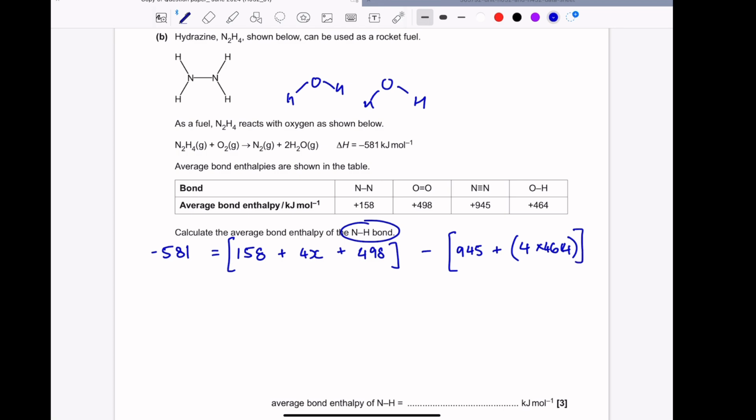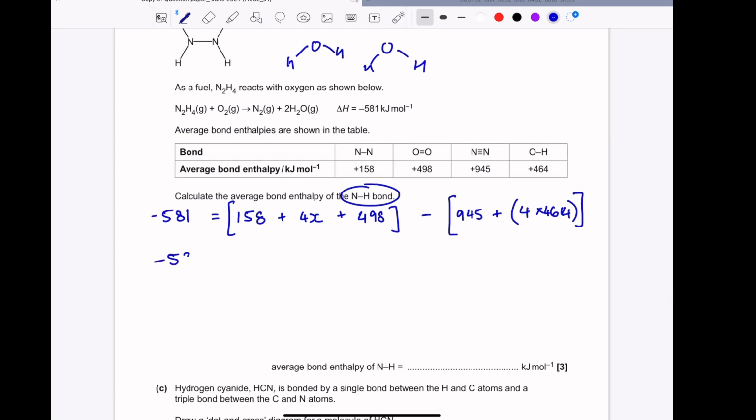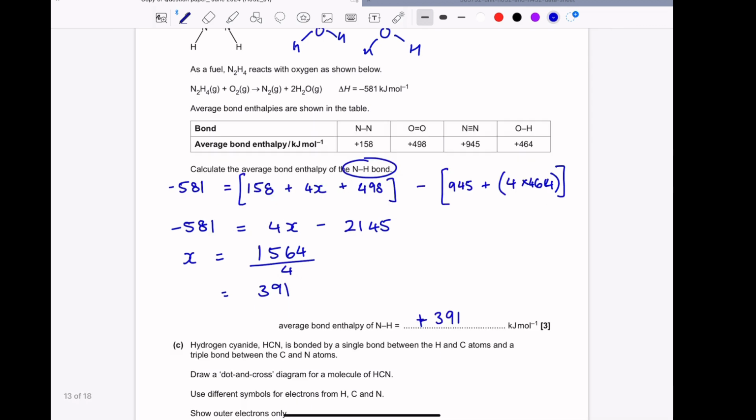Alright, so if you put this in your calculator, it should look something like this. So 581 is equal to 4x subtracted by 2145. And then x would be equal to 1,564 divided by 4. And that is 391. And bond enthalpy is always endothermic because you're putting in energy to break a bond. So that's positive 391 as the answer. Quick note is that this positive sign was not quite required. It's in brackets on the mark scheme, but it's just good for you to keep in mind that it should have been a positive number.